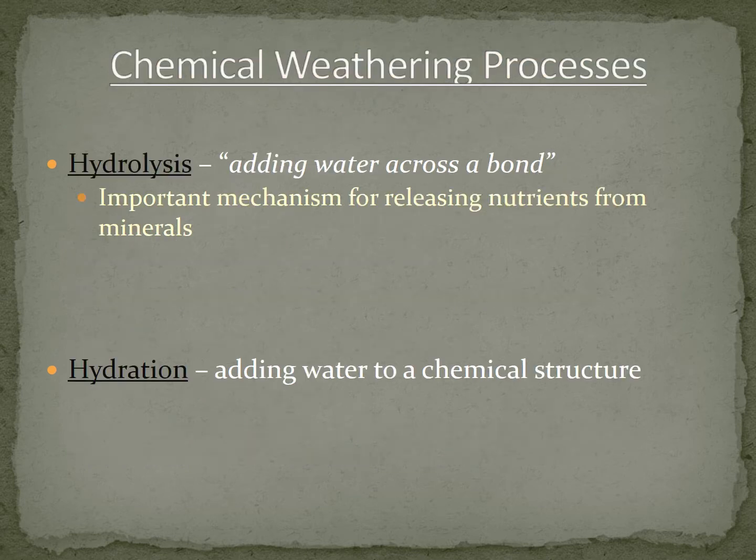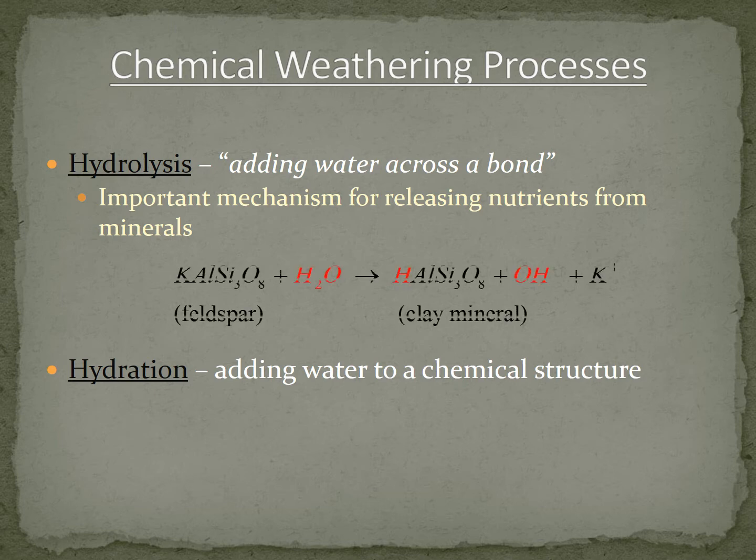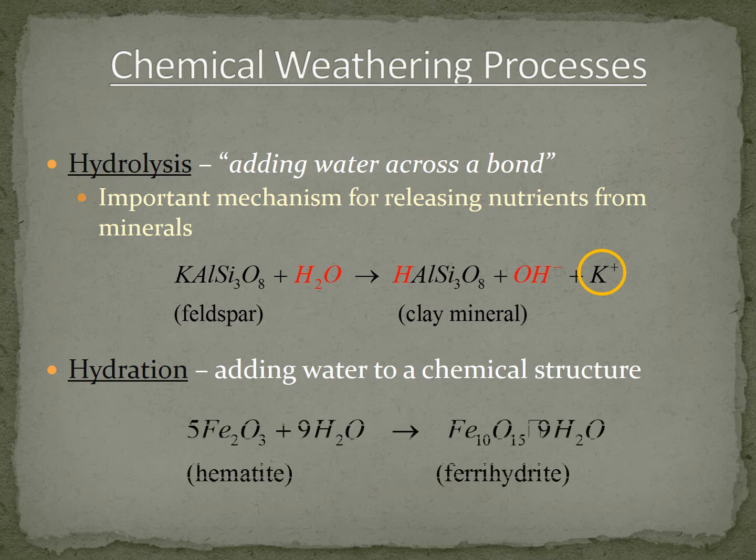So, hydrolysis, one of the chemical weathering processes, is where we add water across a bond. This is an important mechanism for releasing nutrients from minerals. Here's an example of what that may look like as a chemical equation. Again, I don't expect you to know this chemical equation. It's just an example for those of you who are more visual. Here, we get potassium as a result of adding water across the bond.